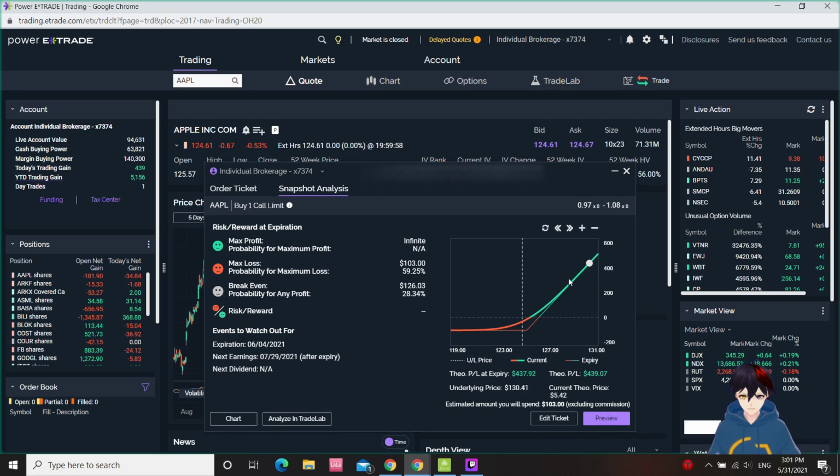You can see there are two lines here. One is a little bit more curvy. The other one is sharper. The curvy one is the current time, and the sharp one is at expiration day. So you can see the intersection point at expiration day is when the underlying stock price is like 126-ish, while the break-even point at this time, the underlying stock price is 125. And you have 28.34% of breaking even.